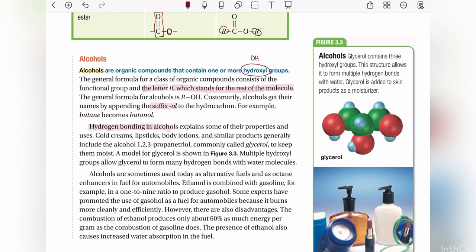1,2,3-propanethiol has a common name, glycerol. And looking at figure 3.3, we know that glycerol contains 3 hydroxyl groups. This structure allows it to form multiple hydrogen bonds with water. Glycerol is added to skin products as a moisturizer. Now let's decode this name, 1,2,3-propanethiol.